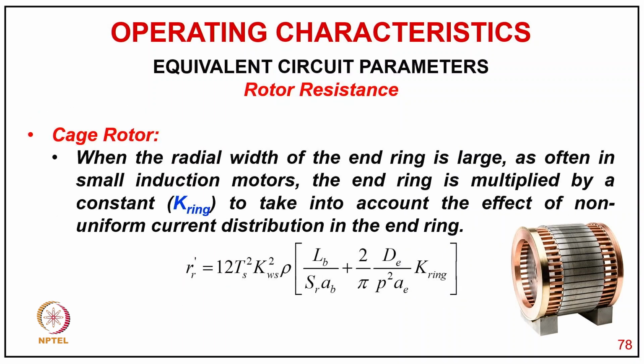So now coming to typically when the radial width of the end ring is large, as in a small induction motor, the end ring resistance is multiplied by a constant K ring to take into account the effect of the non-uniform current distribution in the winding. So it becomes Rr equal to 12 Ts square Kws square rho in bracket Lb upon Sr into Ab plus 2 upon pi D into P square into A into K ring, as you can see in the typically small cage motor.